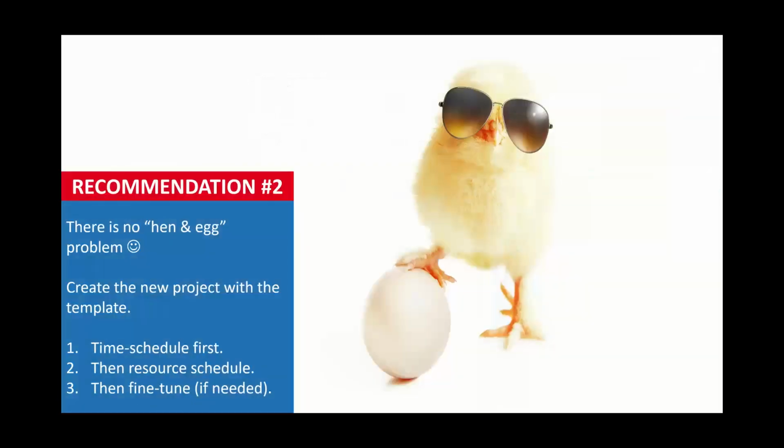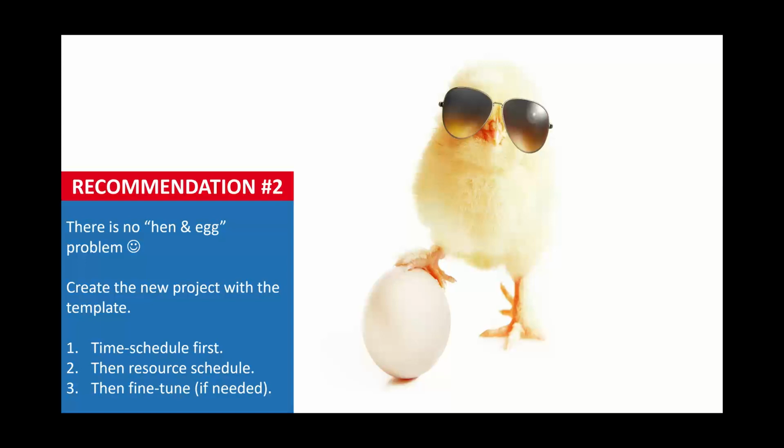And the second recommendation is, once you have set this up and once you create the project with the template, then there is no hen and egg problem anymore. You should not be concerned about what to do first, time schedule or resource schedule, or do both, or do them revolving. Once the project is created in Business Central from the template, first time schedule it. Get it on the timeline so that you know the steps and the sequence, and then resource schedule. And then, if you need, fine tune. But always, once the project is set up, time schedule it first and then resource schedule.